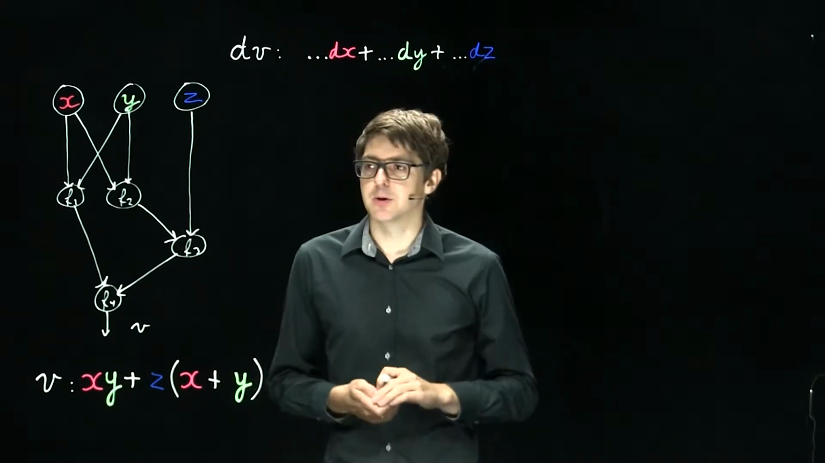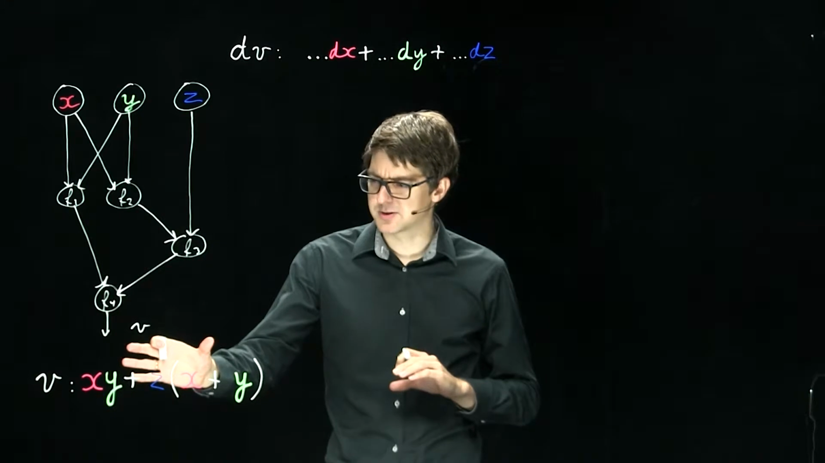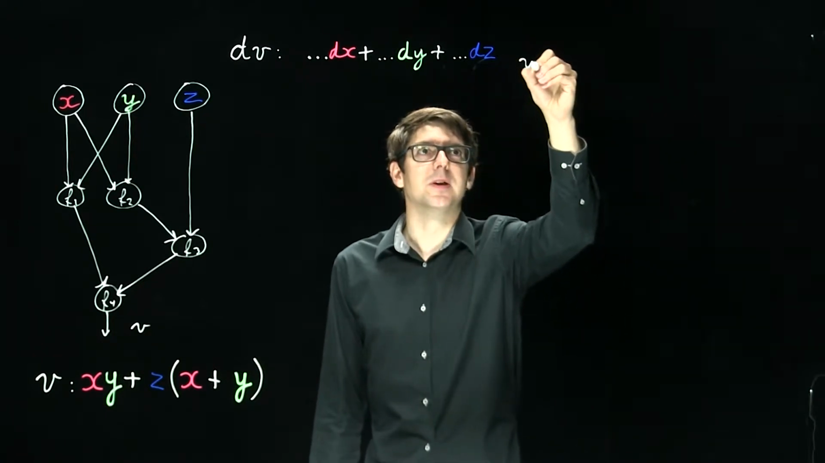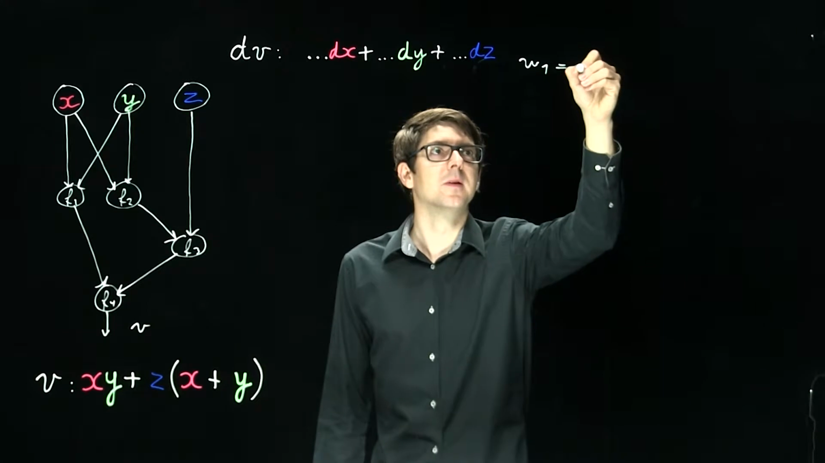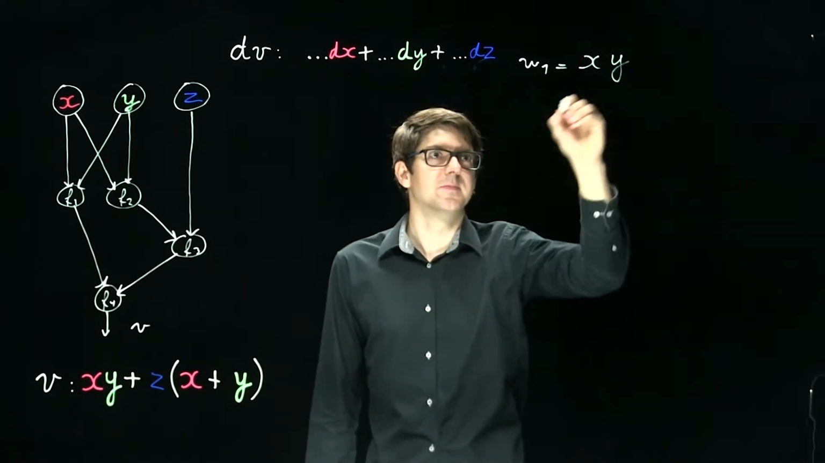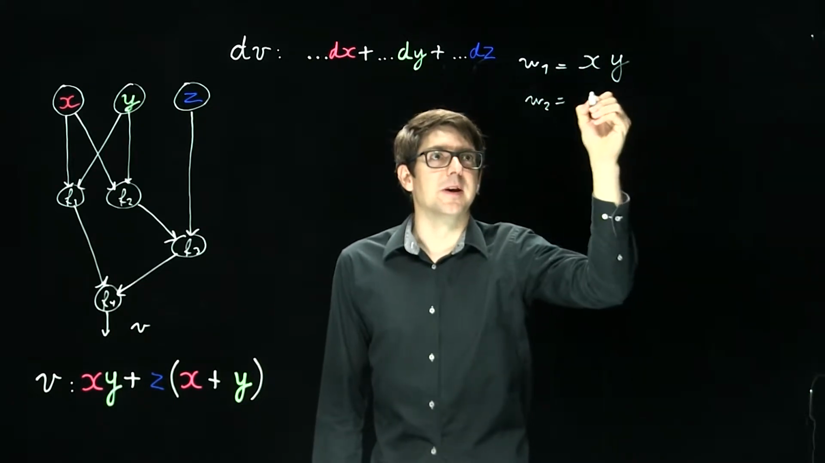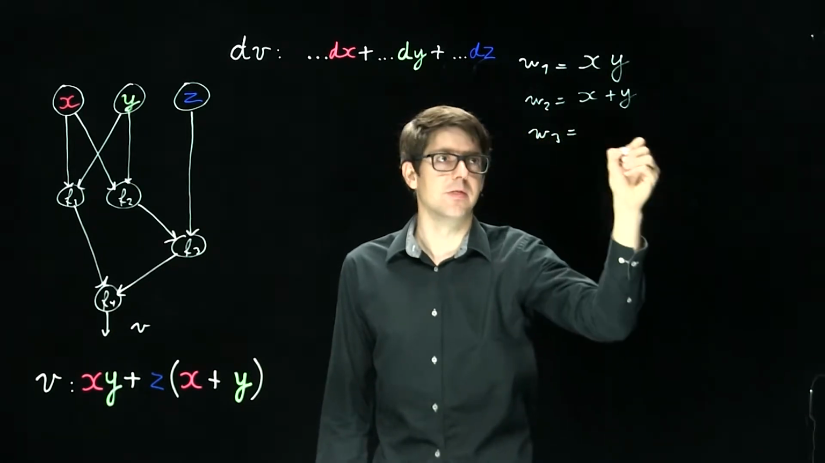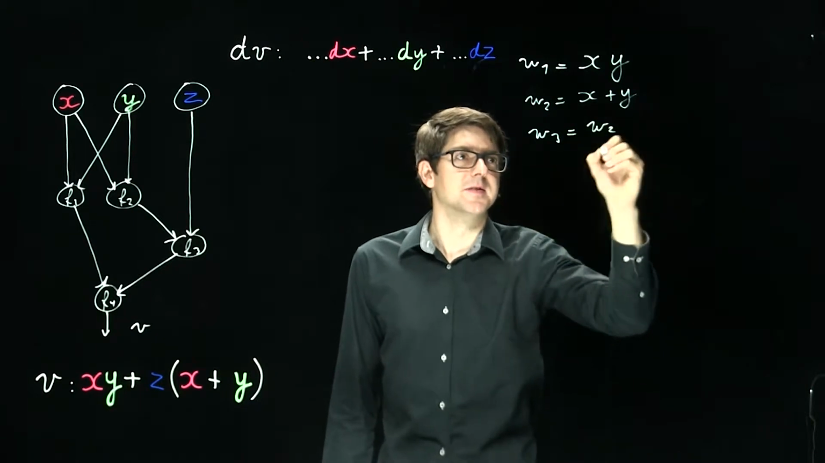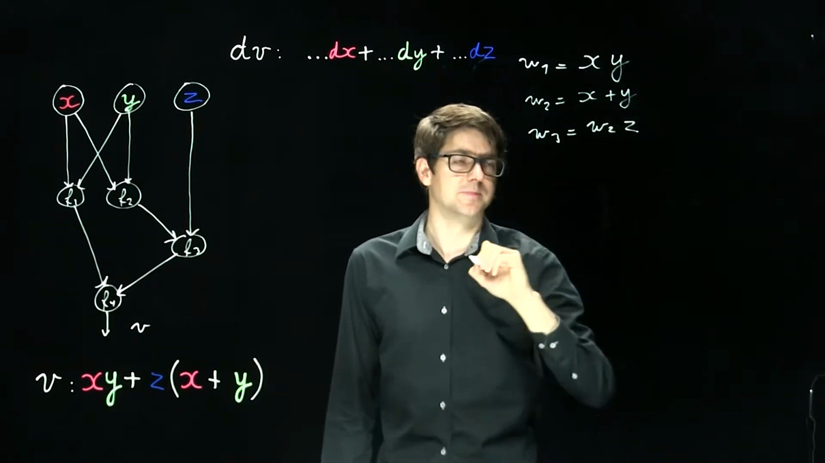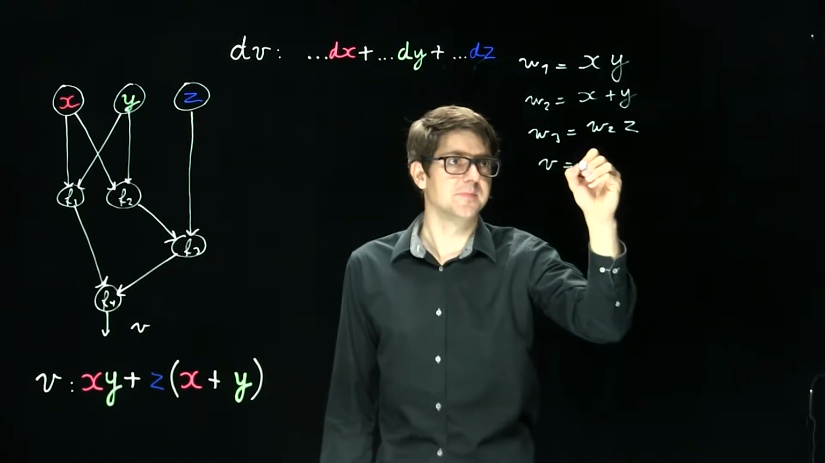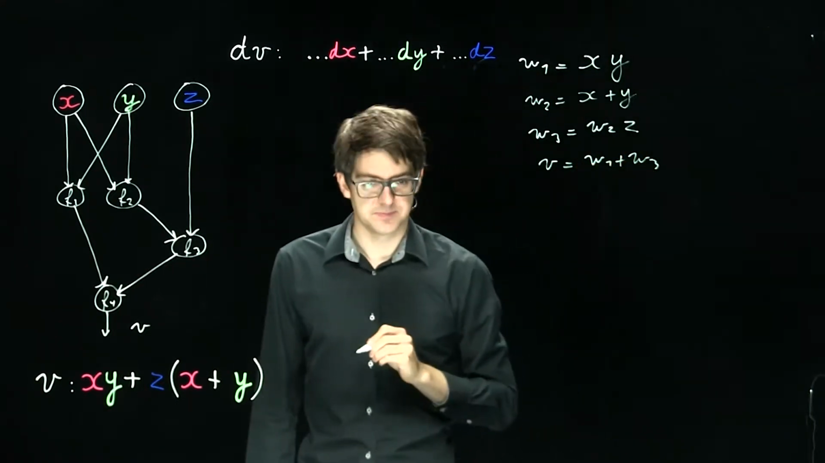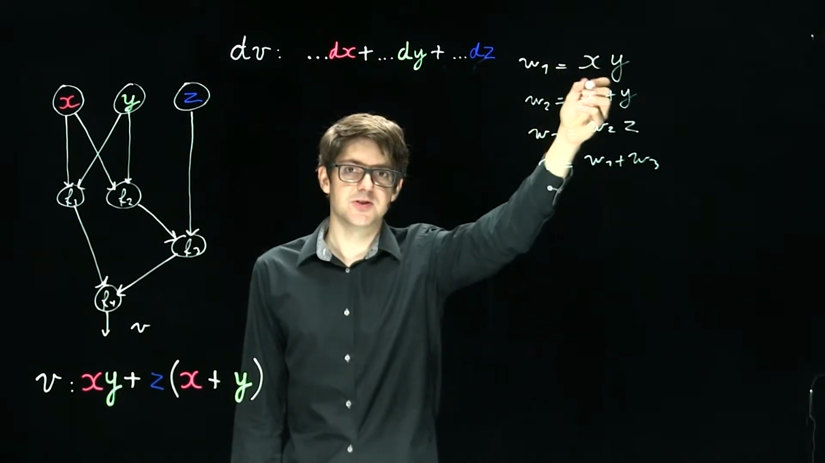So let's start. I'm going to start with writing some sub-expressions that will help us to understand this expression. So I'm introducing an intermediate variable w1 that is nothing more than x times y. Intermediate variable w2, x plus y. w3, that's w2 times z. And finally, our final expression v that we want to compute the gradient of is w1 plus w3. Now this is very concrete with multiplications and additions.